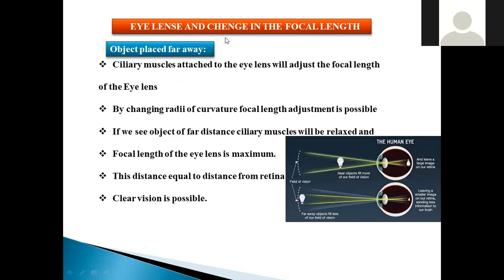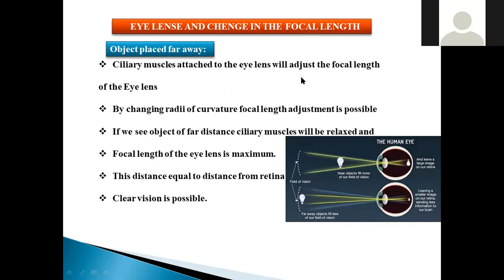Right. So now we are going to discuss the eye lens and the change in focal length. We already know the various parts present in the human eye. The human eye consists of the pupil. Around the pupil we have the iris, and the eye lens is directly attached to the pupil. The eye lens concentrates the light coming from the outside source, and that concentrated light falls on the retina, which is at the back of the eyeball, and this information is transported into the optic nerve.